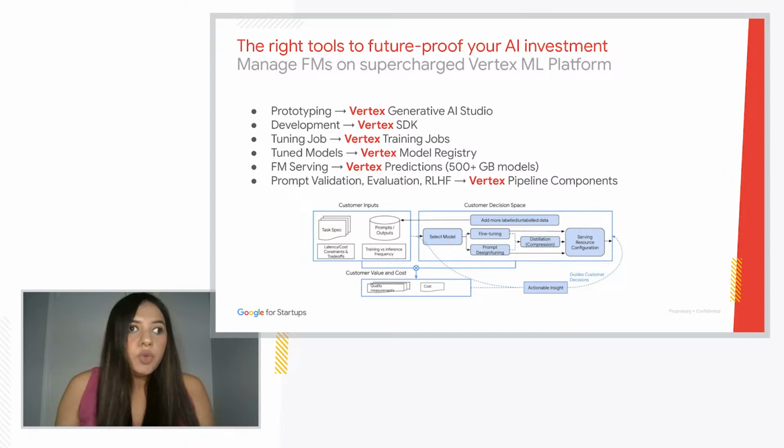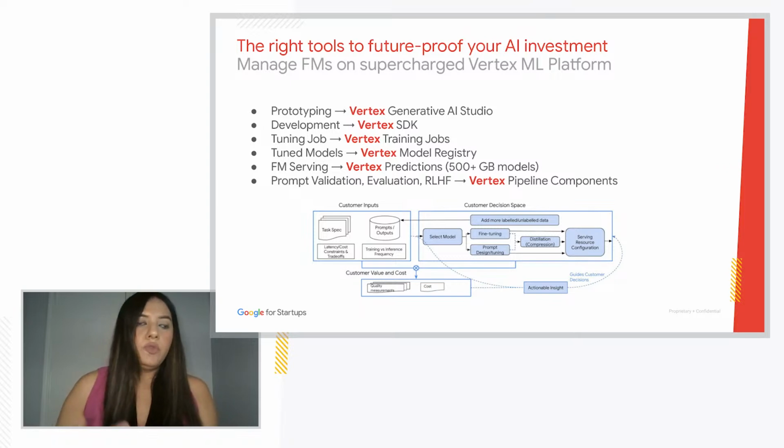Lastly, where you will find the tuned models. Your model has been tuned. You want to deploy them, right? You will go to Vertex Model Registry to find all your tuned models, and then from there you can deploy the model on a Vertex prediction endpoint for serving.